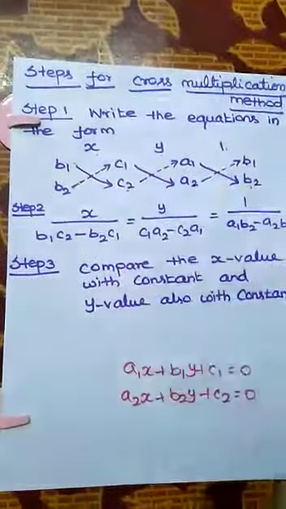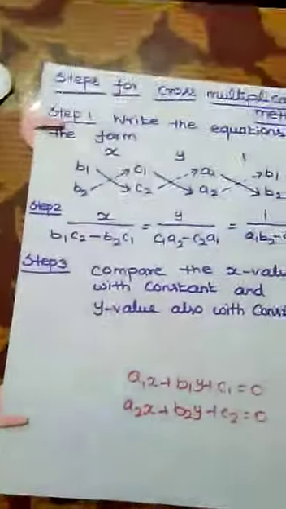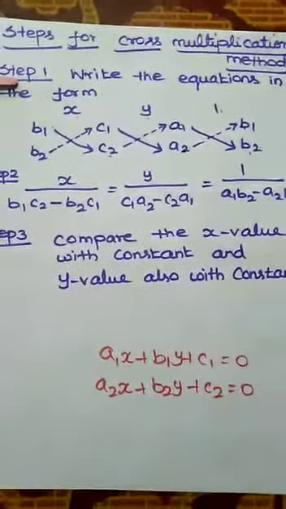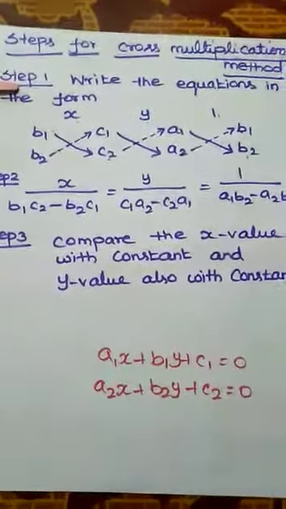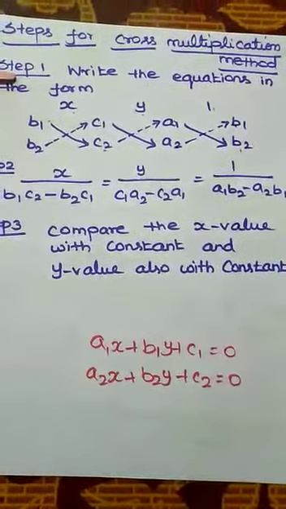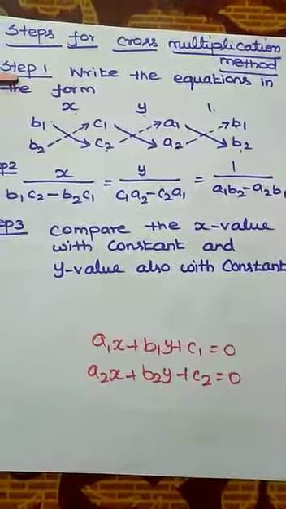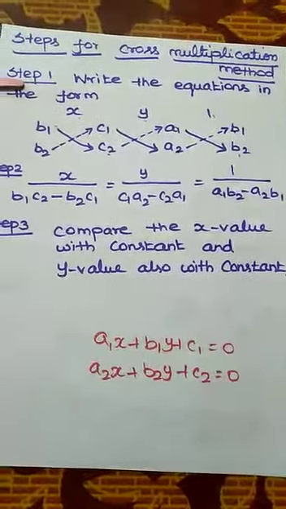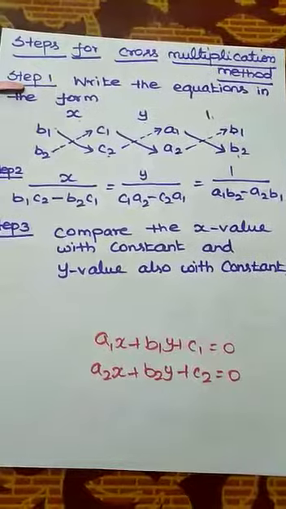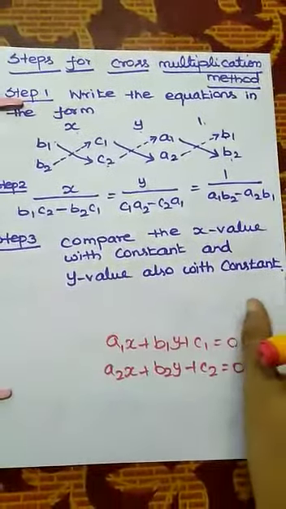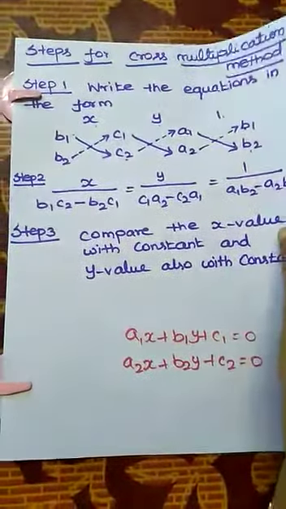Next one is actually the multiplication format only. x by b1 c2 minus b2 c1 is equal to y by c1 a2 minus c2 a1 is equal to 1 by a1 b2 minus a2 b1. Actually this diagram is very helpful for using the cross multiplication method. Next we have to compare the x value with constant and y value also with constant. Okay.